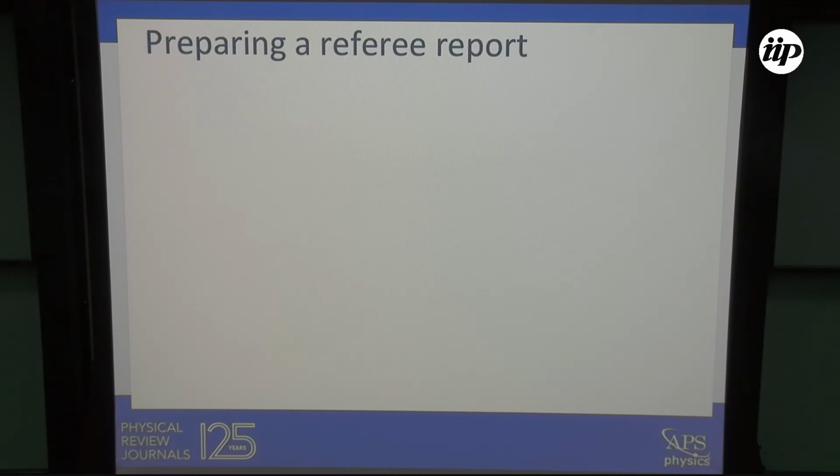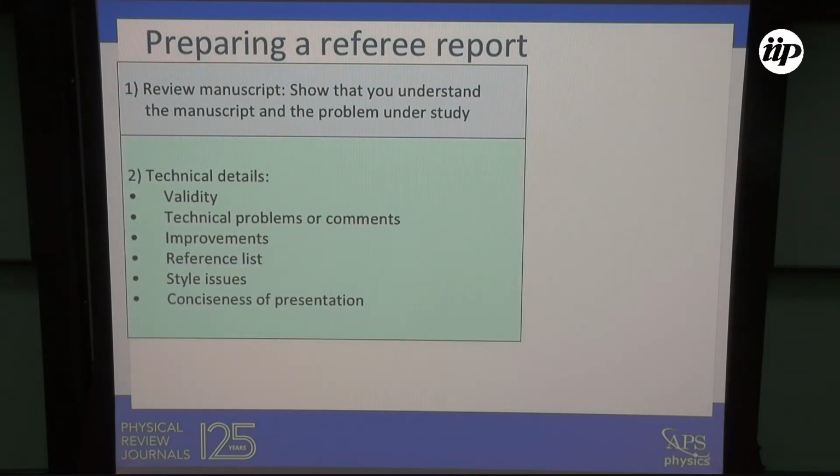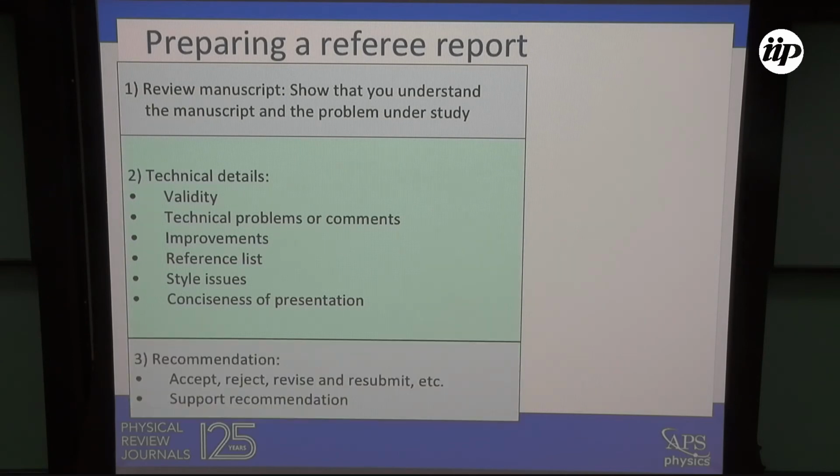So, preparing a referee report. Review the manuscript and ensure that you understand the manuscript and the problem under study. Talk about the technical details, the validity, technical problems or comments, improvements. You can make comments about the reference list, style issues, conciseness of presentation, and then give us a recommendation. You either accept, reject, revise, and resubmit, etc. And always support your recommendation.